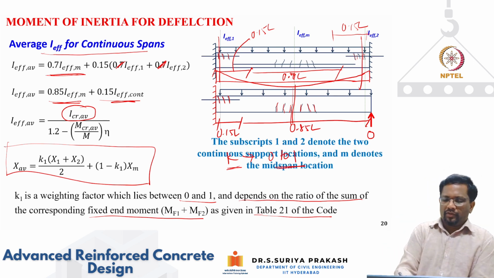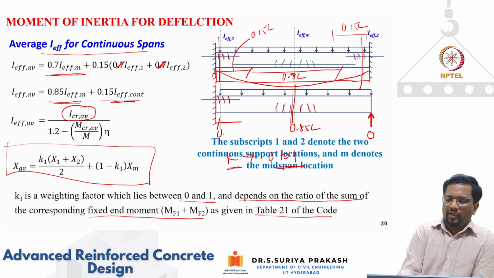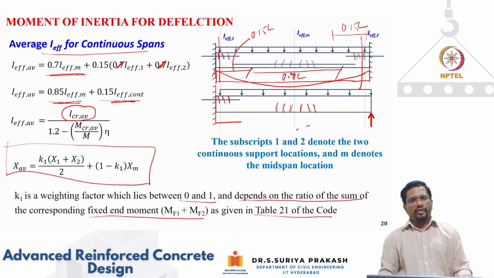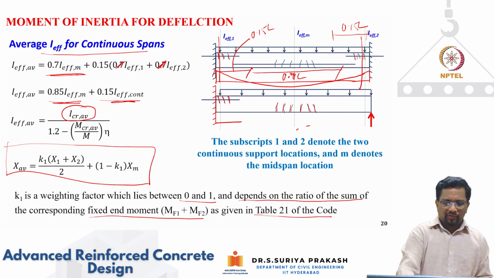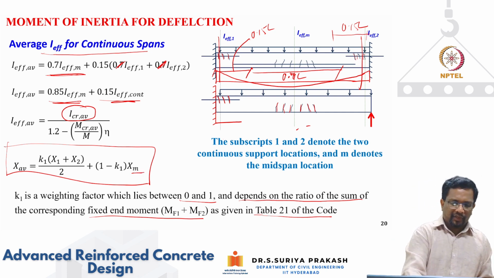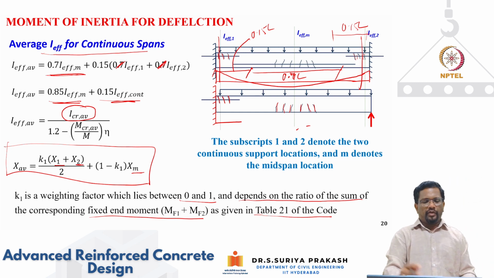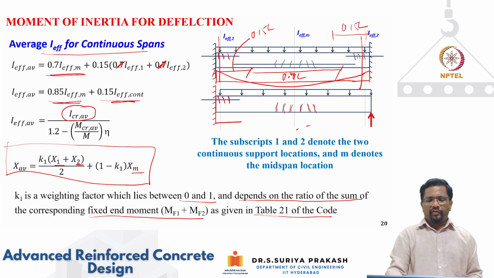Okay, so you can see the subscripts 1 and 2 denote two continuous support locations, and M denotes the midspan location. Okay, so that we have seen. So this is a factor at midspan, this is at first support, and this is your second support. So again, K1, depending upon MF1 and MF2, I can find what is K. Okay, we will do an example and it will become clear.